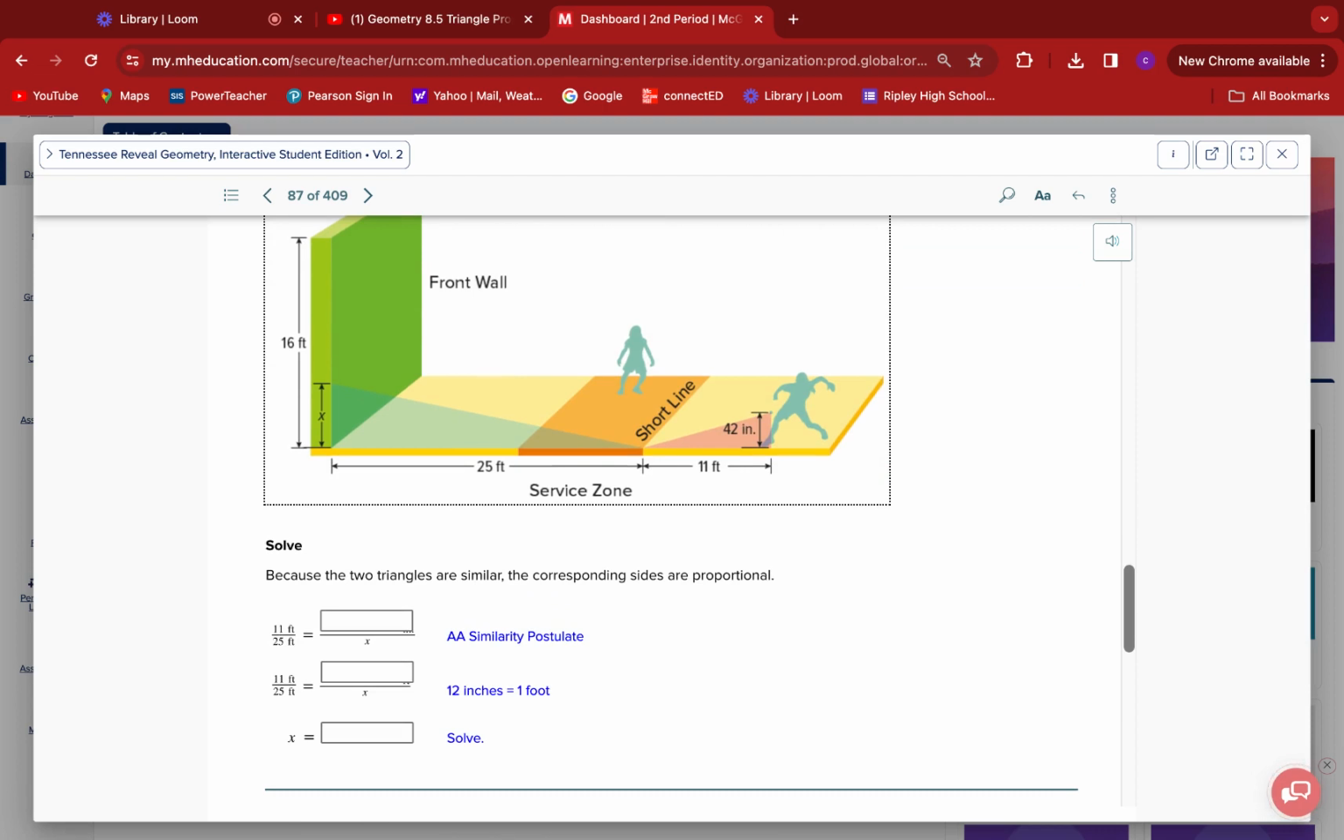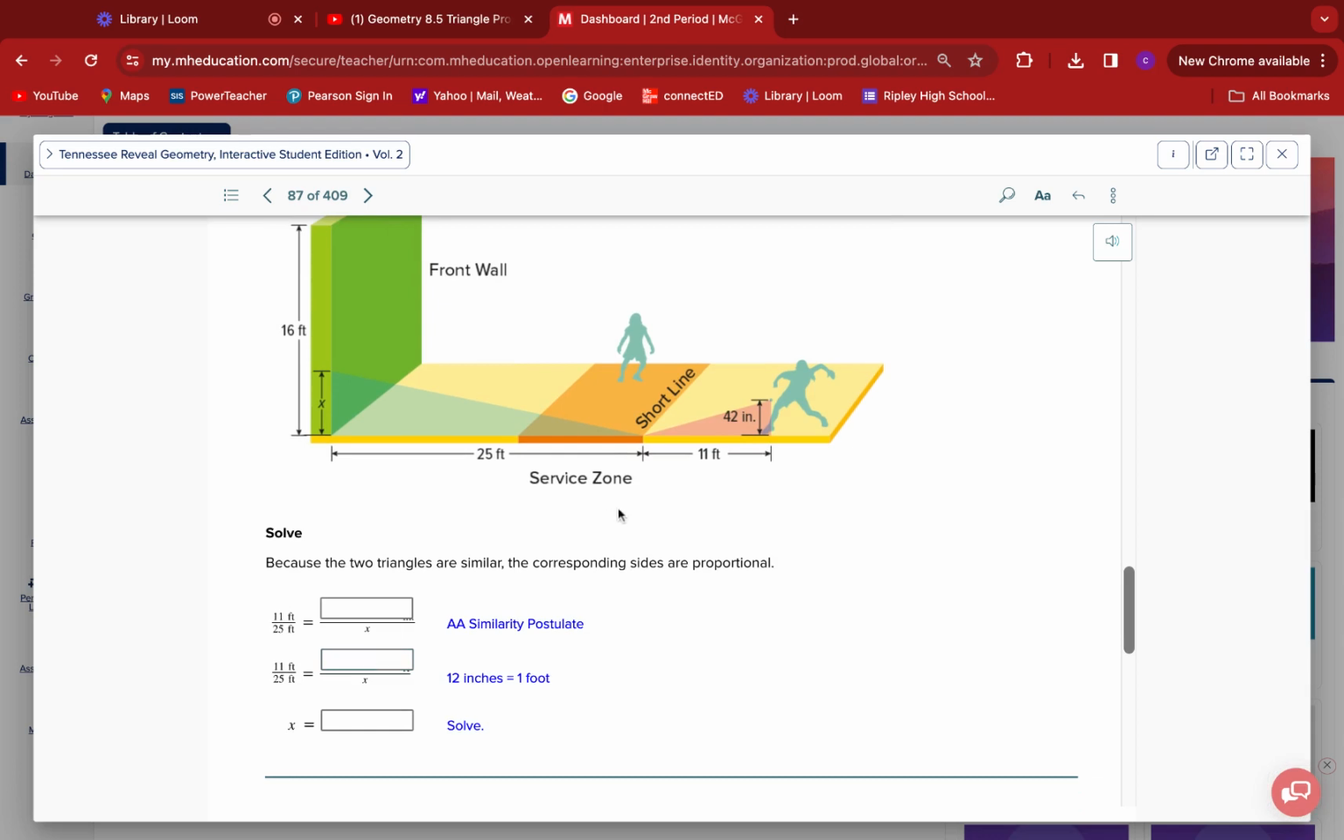Because the two triangles are similar, the corresponding sides are proportional. So they do 11 ground distance with 25 ground distance, which means I've got to do 42 inches with X feet. Now, don't forget, I have to change inches to feet because I cannot compare two things that are in different measurements. So I'm going to take that 42, divide by 12, because there are 12 inches in a foot, and I end up with 3.5 feet.